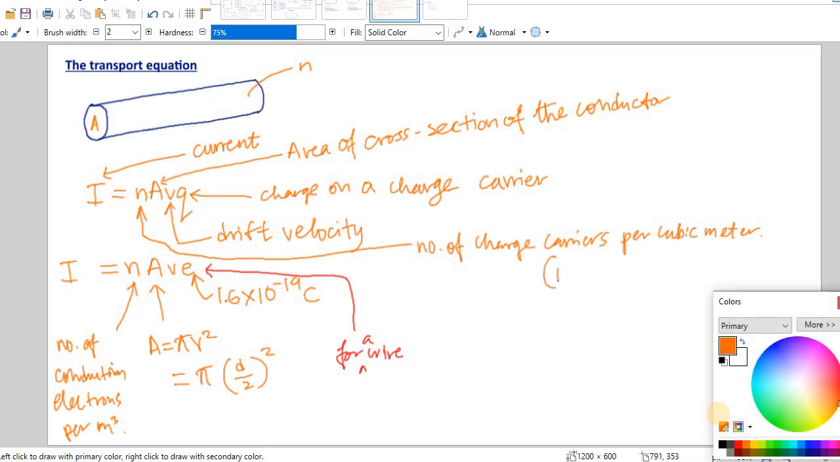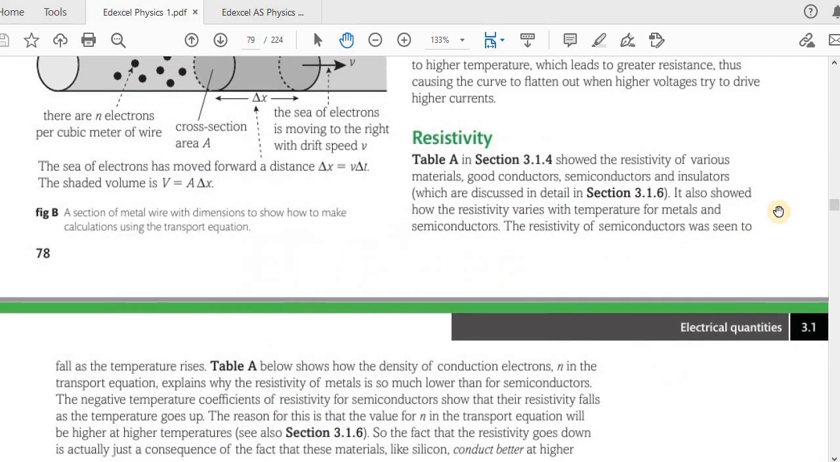Number density. Because it is the number of something, charge carriers per cubic meter. So per cubic meter, that's where the word density comes in. Number density. Okay.